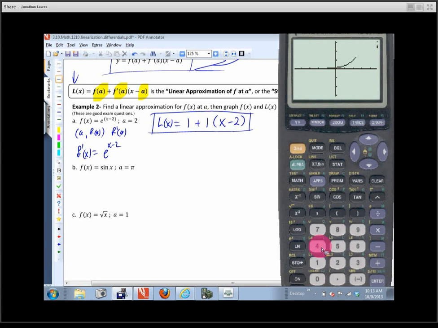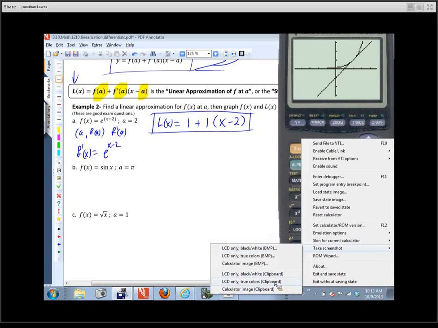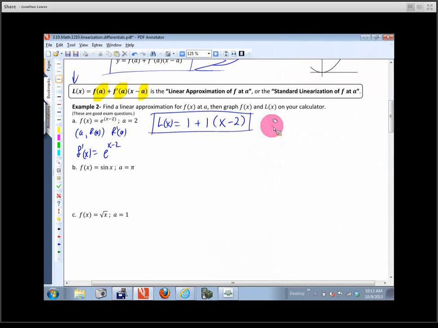Maybe this will be a decent window. We should see something right there, and there it is. Same situation every single time. We're going to see a line that is a good approximation for the curve. All right, let's do this one here.